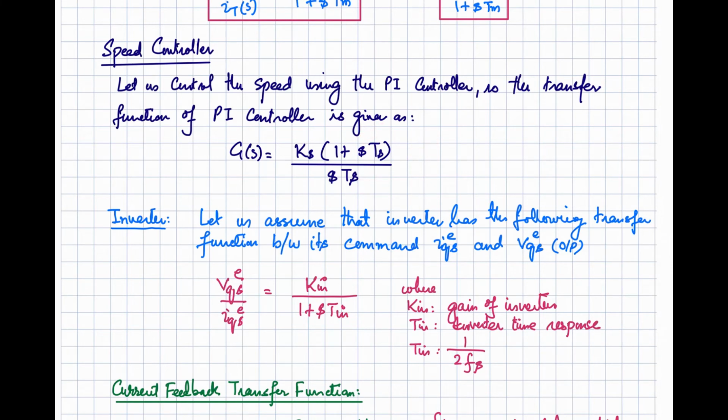And then we will represent our inverter with the help of this transfer function, that it has a certain gain K in, and the time response, or the time constant, of your inverter is represented by the T in. So the gain of your inverter is K in, the inverter time response is given by this one, and this is usually equal to 1 by 2 Fs, where Fs is the switching frequency of your inverter. So you give the current command to your inverter control, and then it realizes that current by adjusting the voltage across the machine terminals, or you can say the Q and the D axis components of the voltage. So the inverter transfer function is given by this equation.